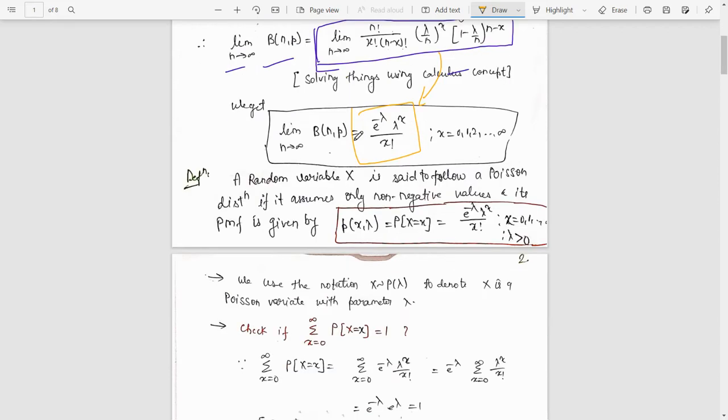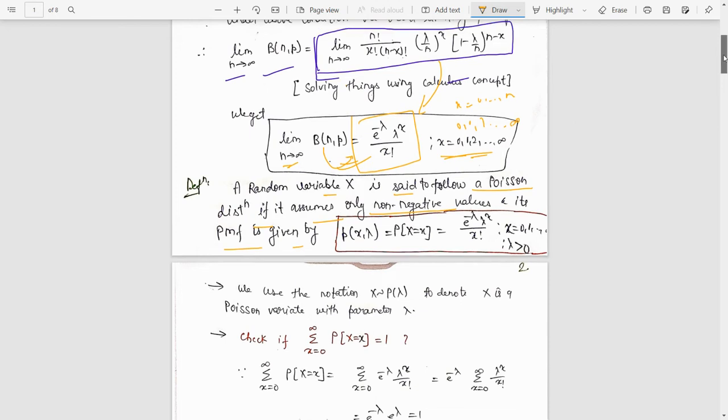So the overall idea is that a random variable x is said to follow a Poisson distribution if it assumes only non-negative values and its probability mass function is given by what we got here: e to the power minus lambda, lambda to the power x, upon x factorial. Two things to keep in mind: lambda is always a positive number, and x can be 0, 1, 2, up to infinity. It's not like the binomial distribution, where x went from 0 to n. Here n tends to infinity, which is why the binomial case has turned into a Poisson distribution.